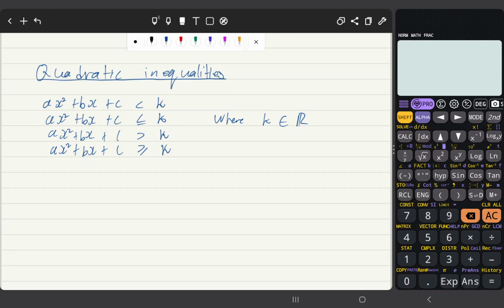Hello guys, once again. Now in this section we're going to talk about quadratic inequalities. So quadratic inequalities, it's like when you have a quadratic expression followed by an inequality sign. It can be greater than, smaller than, greater than or equals to, smaller than or equals to. It doesn't really matter. You have your quadratic expression.